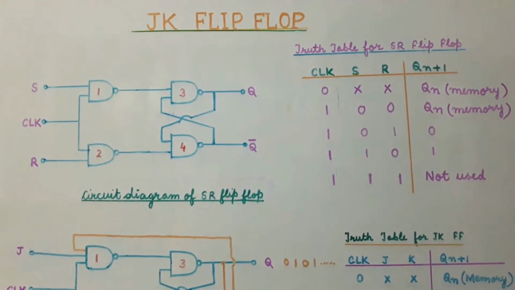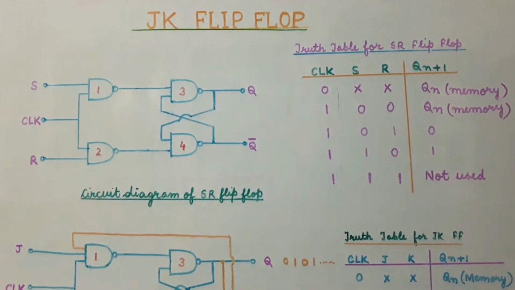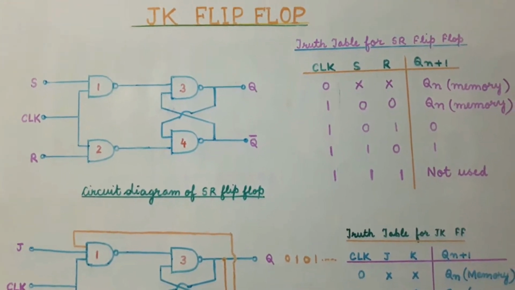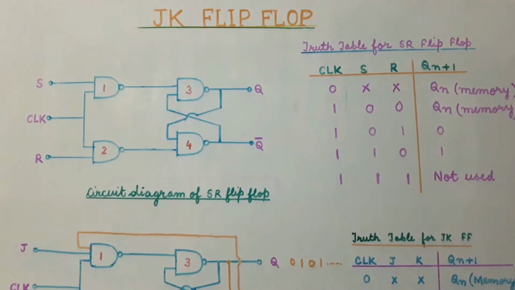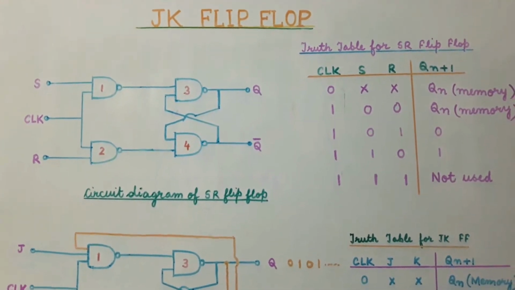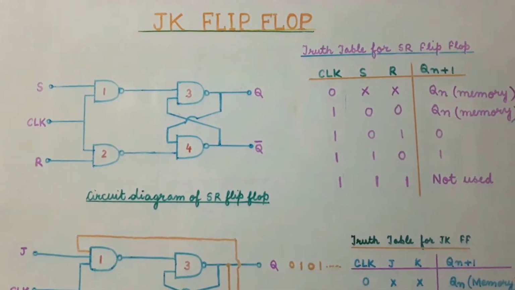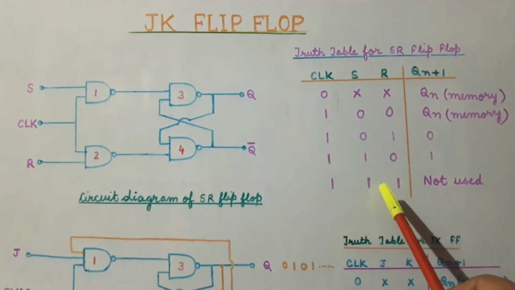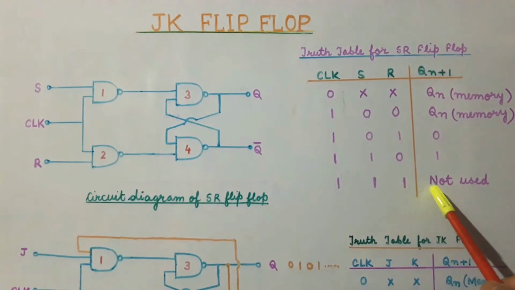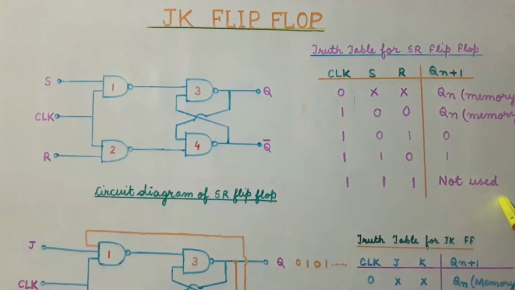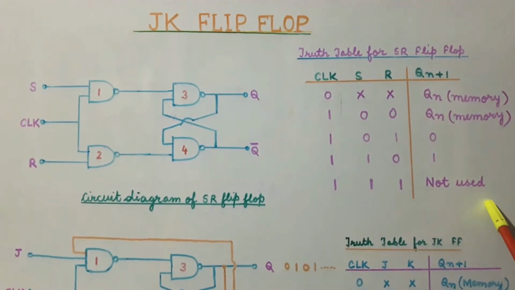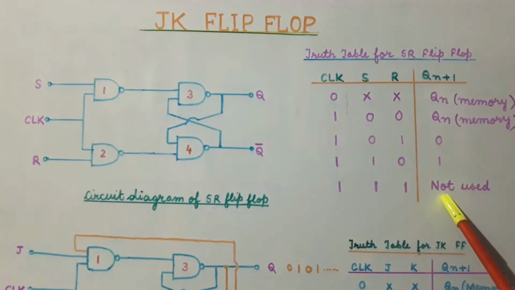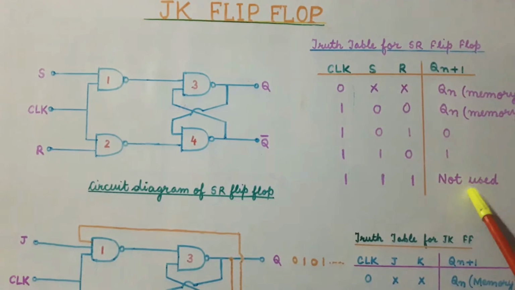And it is always good to have 4 combinations as compared to 2 combinations, but there is a disadvantage in the SR flip-flop also. That is, when the clock is high and the input S is 1 and R is 1, then it is the not used state. We don't use this state because in this case the output of the flip-flop is contradictory.